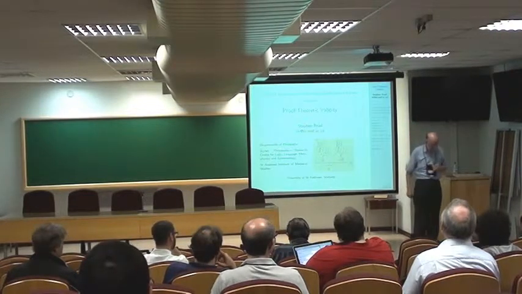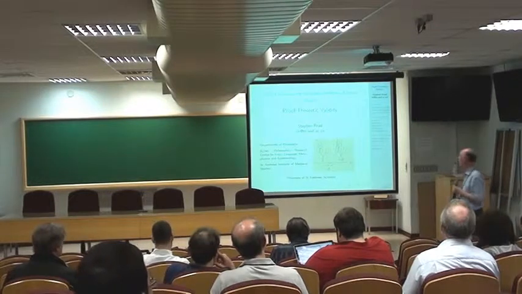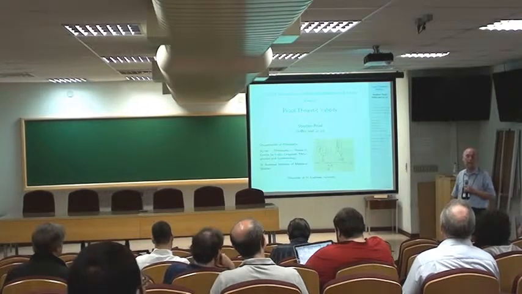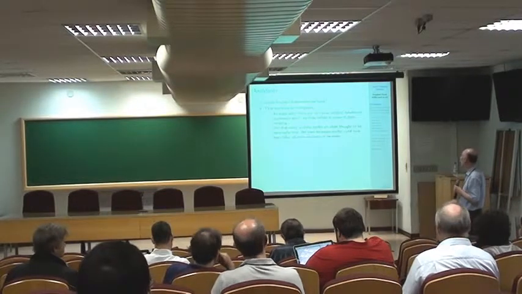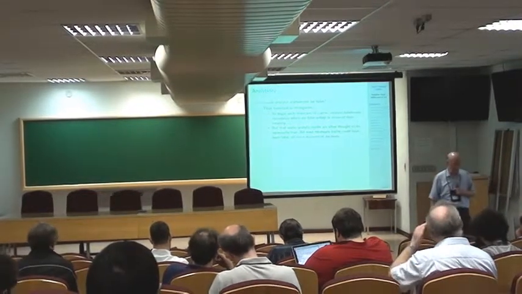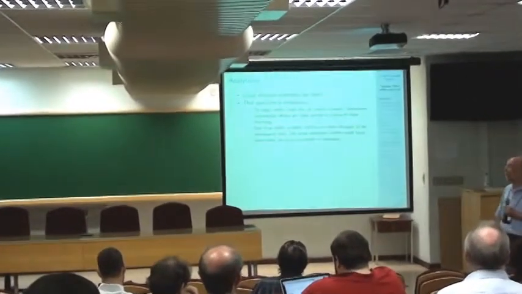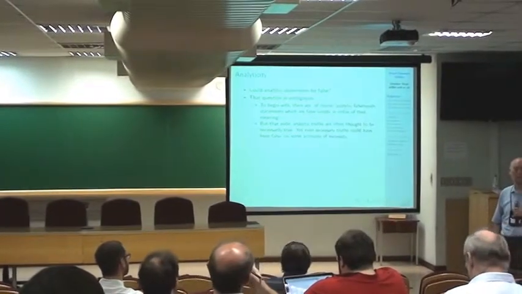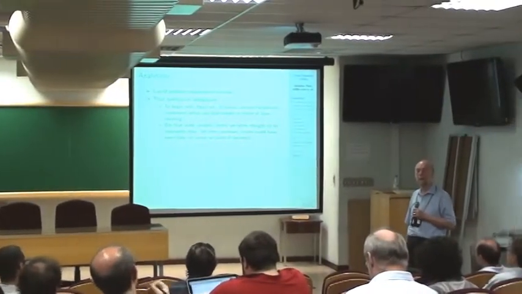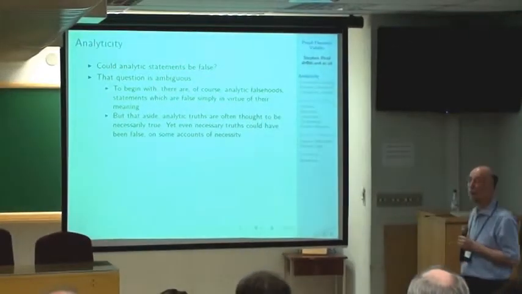Okay, so the talk's entitled Proof-Theoretic Validity, and I want to try and examine this concept and see some of its advantages and some of its limitations. And what I'm going to start with is thinking a bit about analyticity, and in particular ask this question: could analytic statements actually be false? And I think there are three senses in which analytic statements could in fact be false.